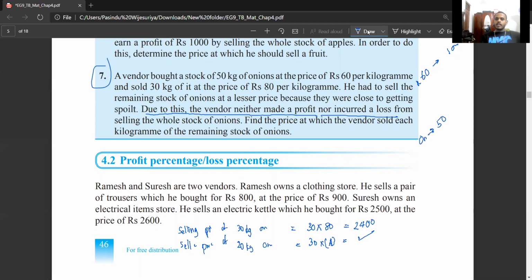No profit or no loss means both selling amounts added together are equal. It will be equal to the amount he spent on buying 50 kg of onions for 60 rupees per kilogram. So let's see that.